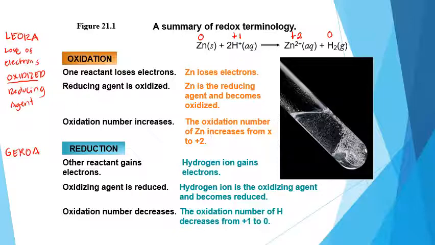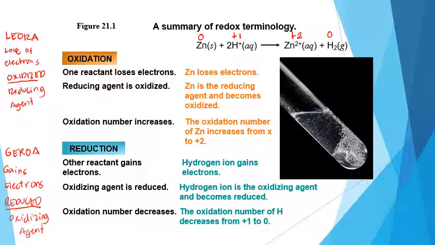On the other hand, when a substance gains electrons, the substance is said to be reduced. When the substance is said to be reduced, that substance is called the oxidizing agent. So just don't forget the LEO and GER.